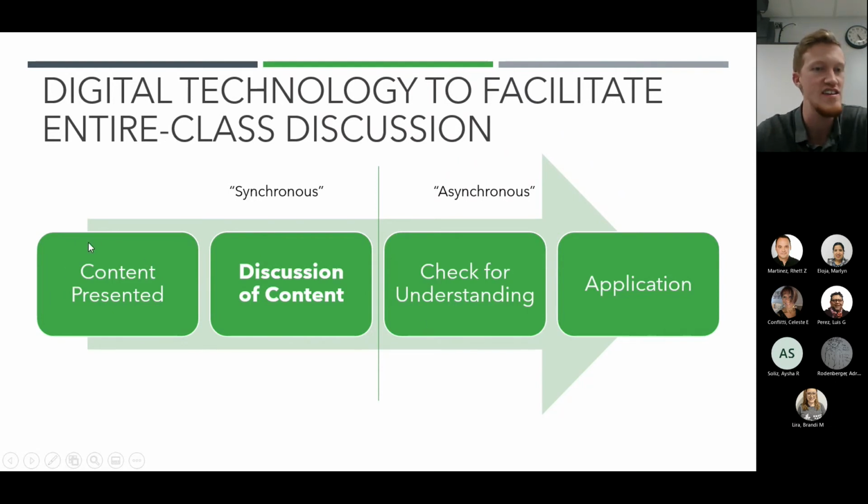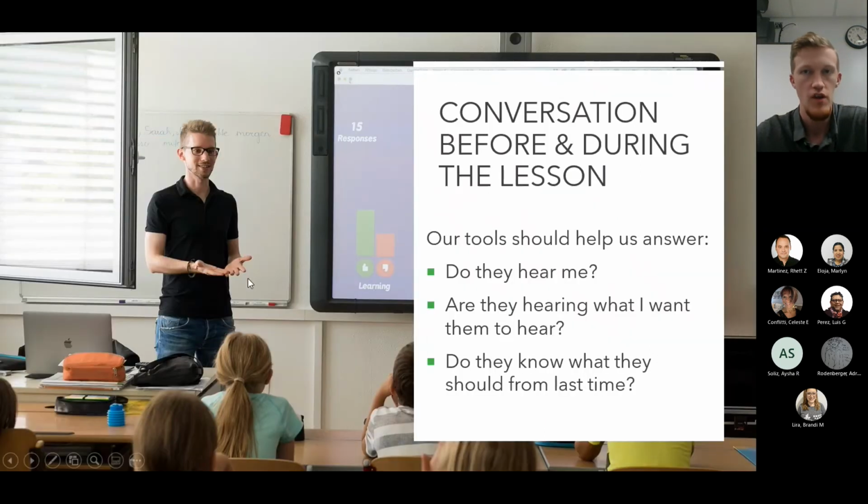During the content being presented, so you can think of this as during the lesson, I want to talk about how our tools can help us there. The conversation before and during the lesson is essentially answering a few questions, and we're using tools to answer these questions. Even if you're just presenting your objective, the use of these tools should help us answer: do they hear what we're saying? Like, do they hear me?